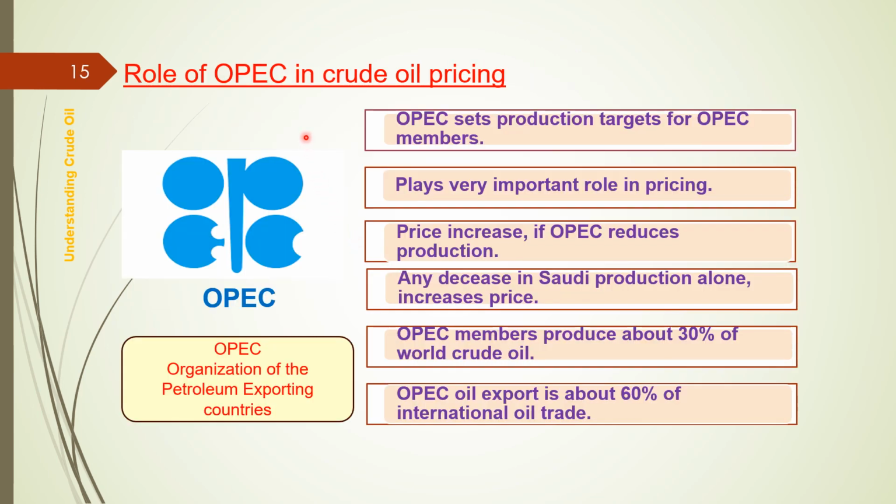Role of OPEC in crude oil pricing. OPEC sets production targets for OPEC members. It plays a very important role in pricing. Price increases if OPEC reduces production. Any decrease in Saudi production alone increases price. OPEC members produce about 30% of world crude oil, and OPEC oil export is about 60% of international oil trade.